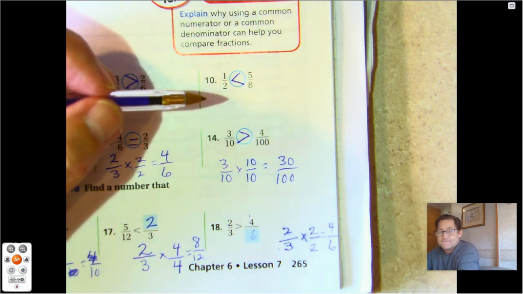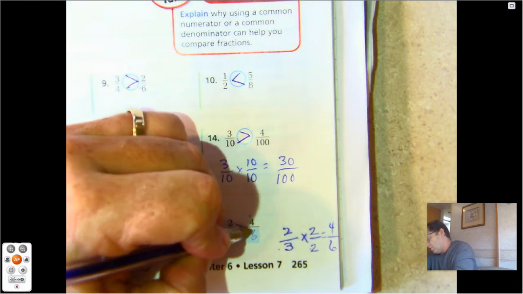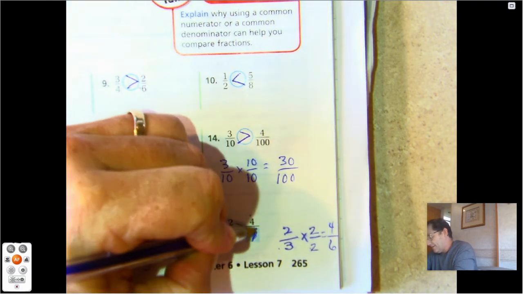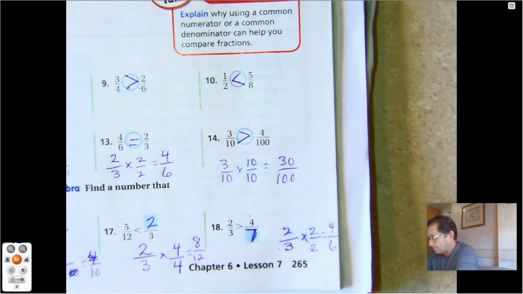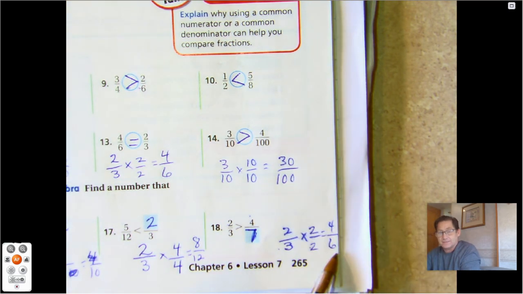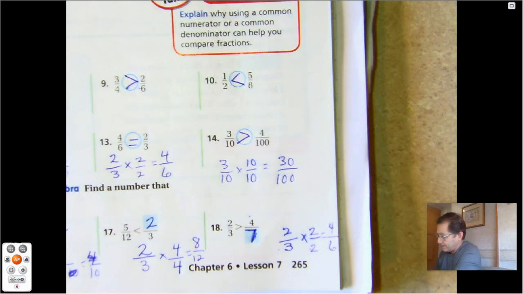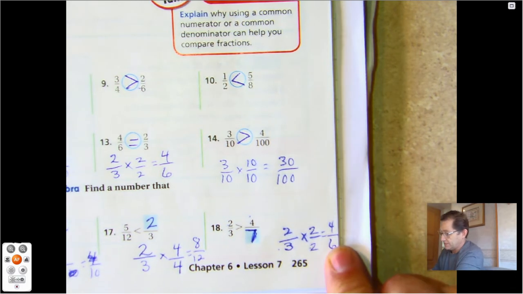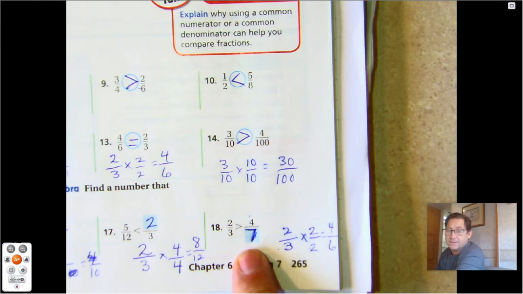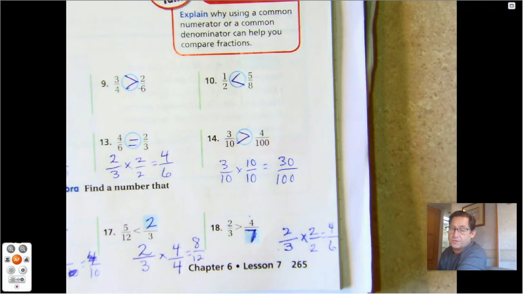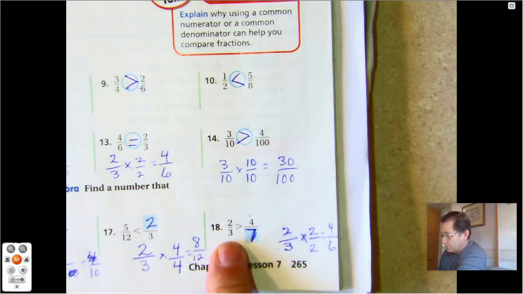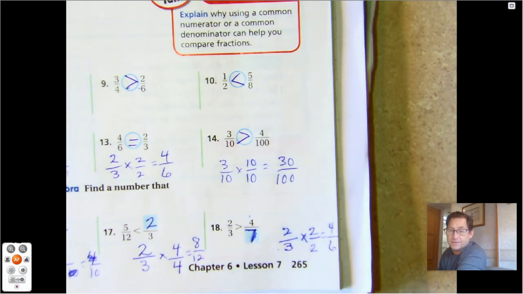So if we increase that and make it 4/7, then 4/6 would be greater than 4/7 because the denominator is smaller than the 7. And the smaller the denominator, the larger the value. So 2/3 would be greater than 4/7. I could also say 2/3 is greater than 4/8, and so on.